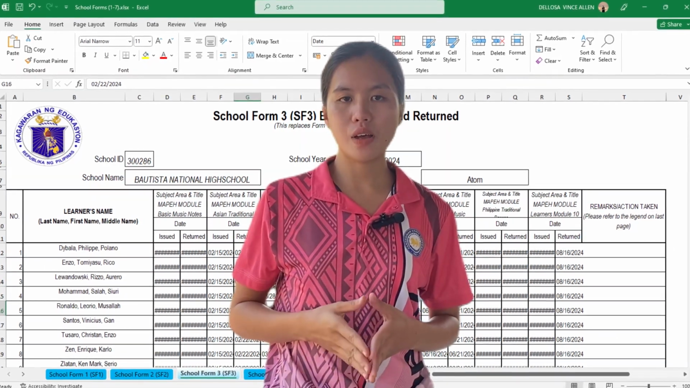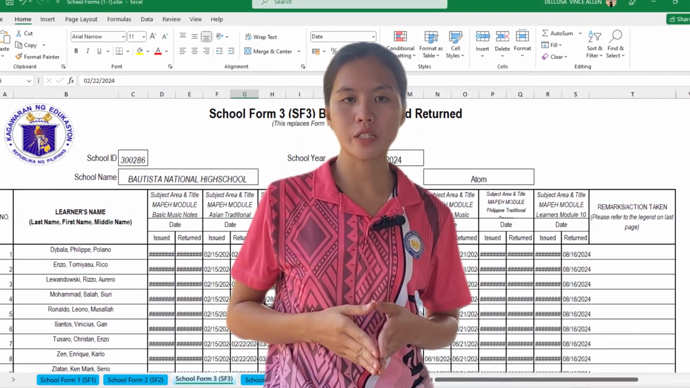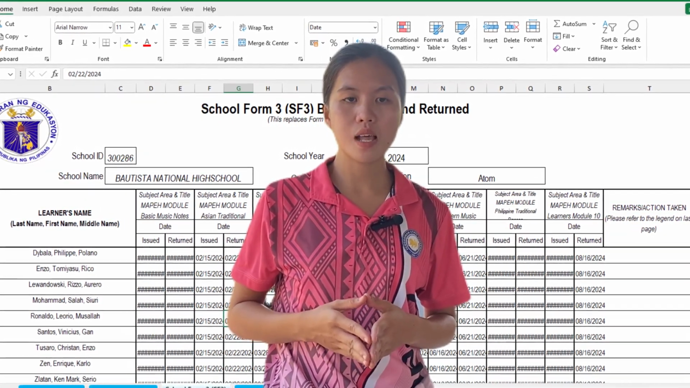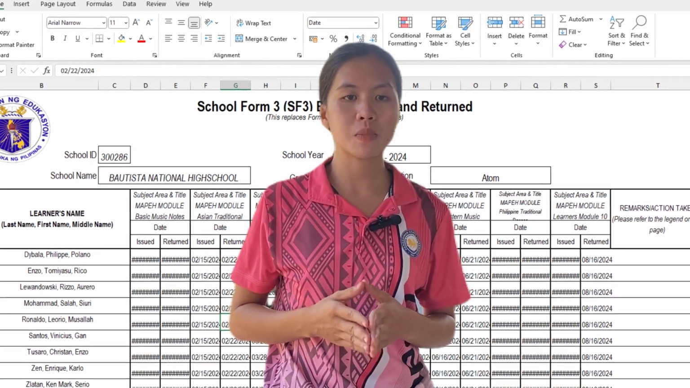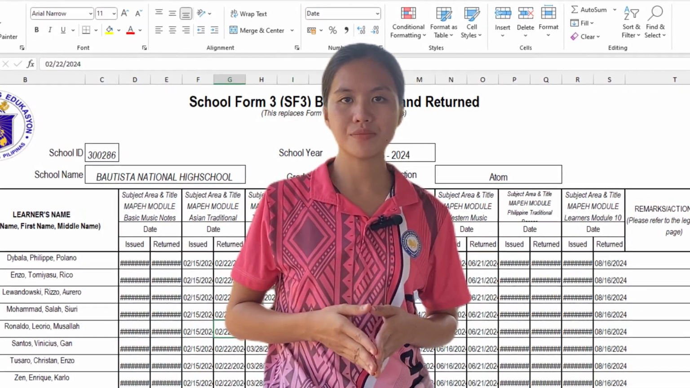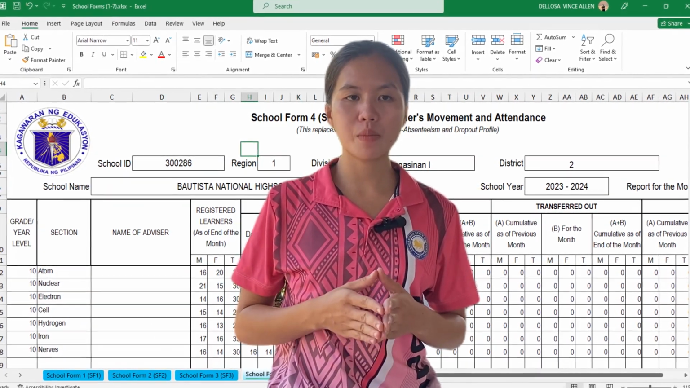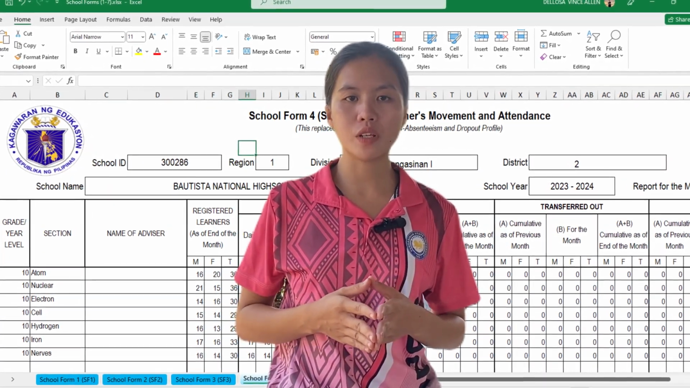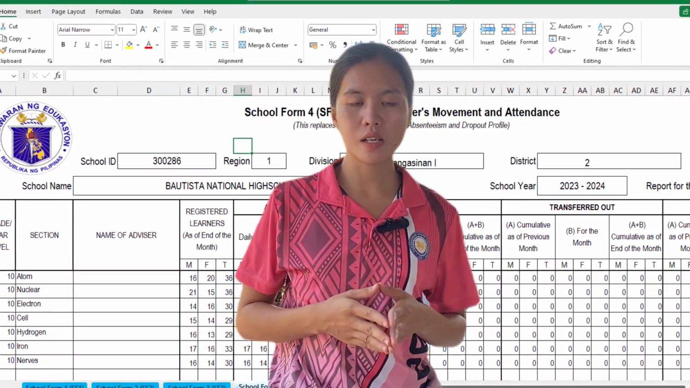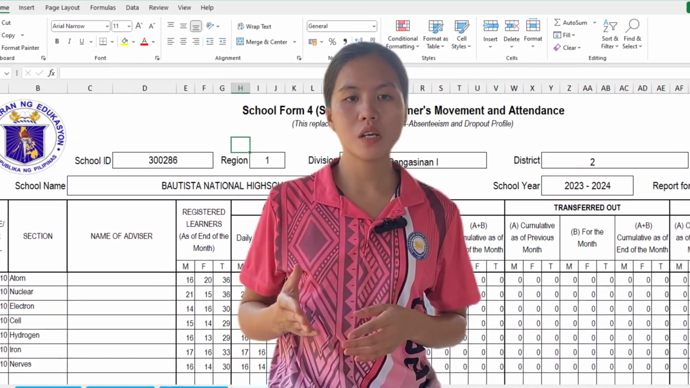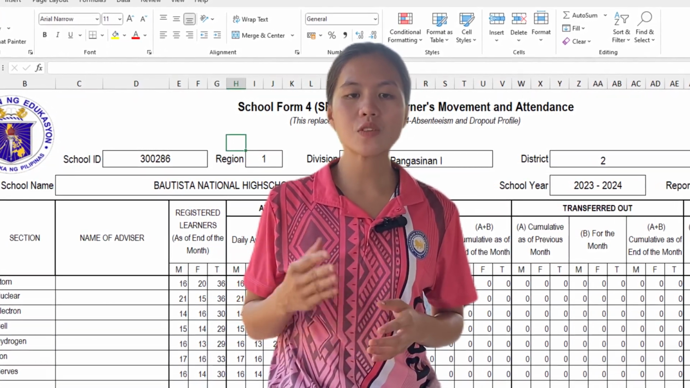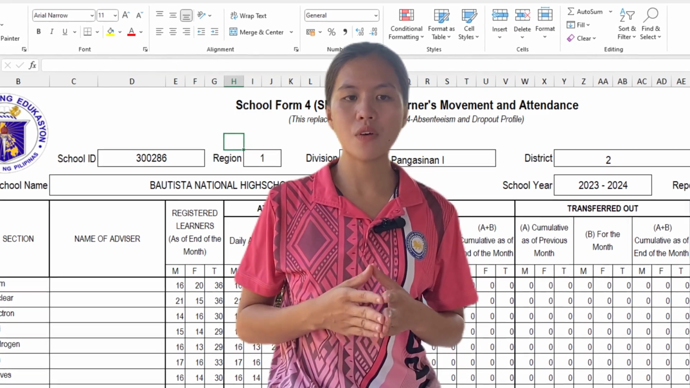We also have SF3 for books issued and returned. This form lists the books given to or returned by the students. Class advisors can complete this manually or through the LIS at the beginning and end of the school year. Meanwhile, SF4 is the summary of enrollment and movement of learners. The school head prepares this monthly using the LIS. It includes the enrollment count, transferees in or out, and dropouts by grade level. This form is essentially a summary of SF2.